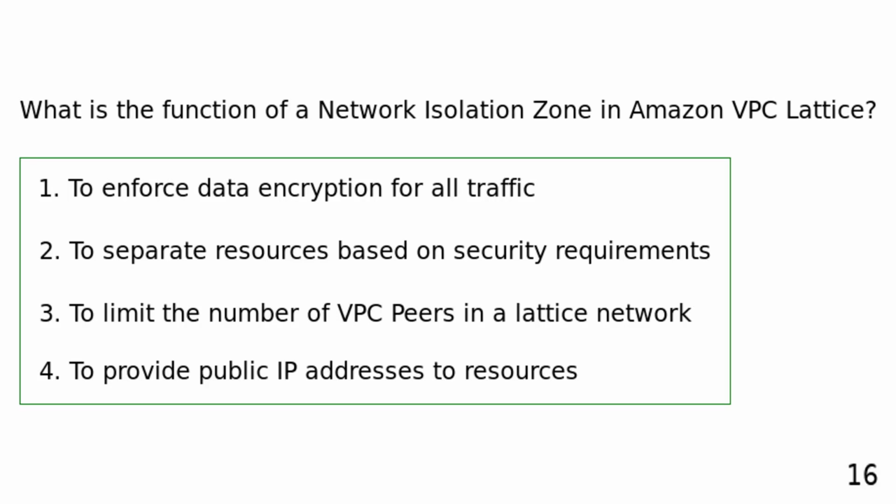What is the function of a network isolation zone in Amazon VPC Lattice? To enforce data encryption for all traffic. To separate resources based on security requirements. To limit the number of VPC peers in a Lattice network. To provide public IP addresses to resources.